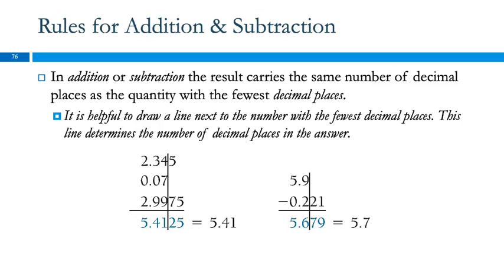How does that work with number of decimal places? Well, if I look at these numbers, this one has 3 decimal places. This middle one has 2 decimal places, and this one has 4 decimal places. The fewest is 2 decimal places. So my answer should have 2 decimal places. And the line method gives me that same result.